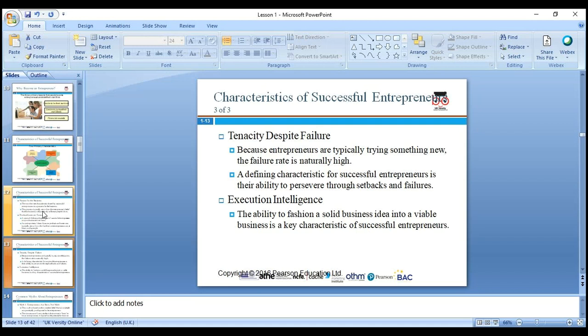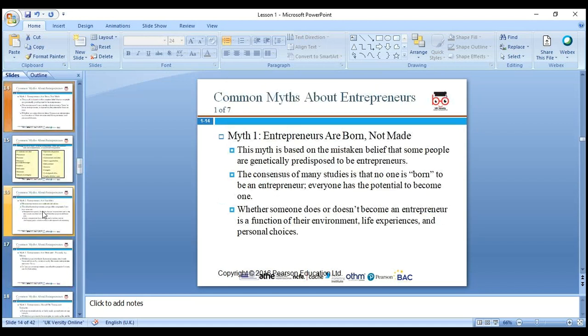So execution intelligence is all about the ability to fashion solid business ideas into viable businesses. We're looking at different business ideas to be implemented, like I quoted you as an example earlier. Like apps: we know the IT apps, we can make the apps, but for what purpose? The making of apps and using them for business purposes. That's all we need to be.